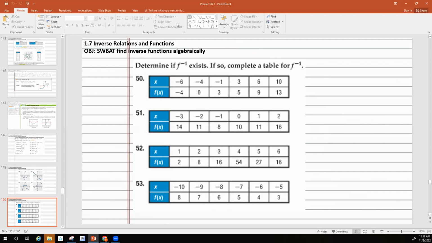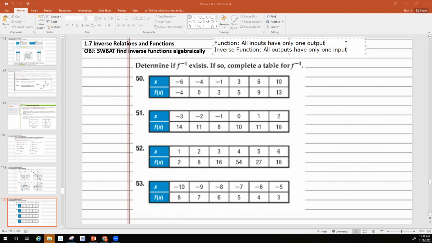The way you do this is you want to think about what we did for regular functions. The way you can tell if a table is a function is if any of the x's repeat. Because remember, for a function, all inputs have exactly one output. And the inverse of that is going to be all outputs have only one input. That's one way to think about it.